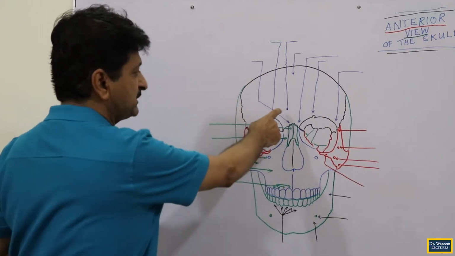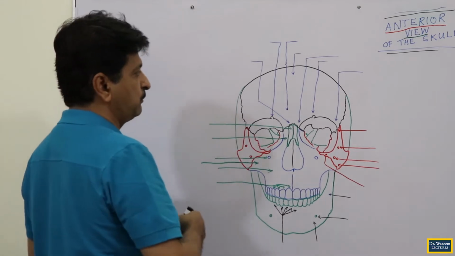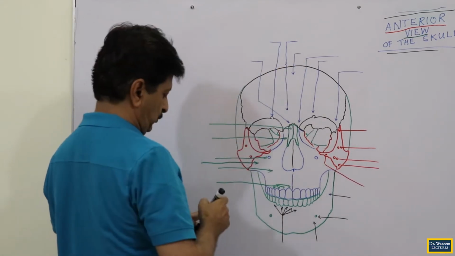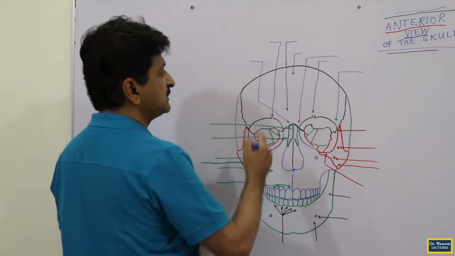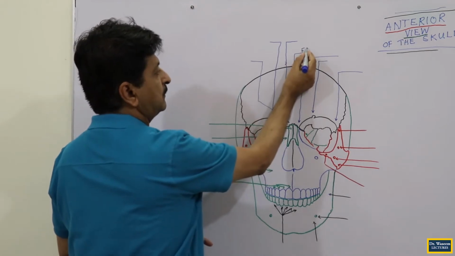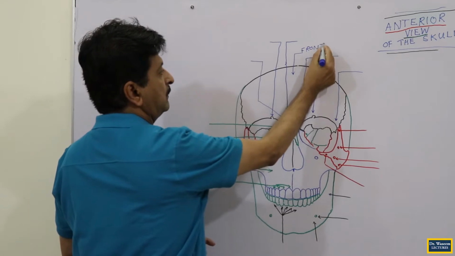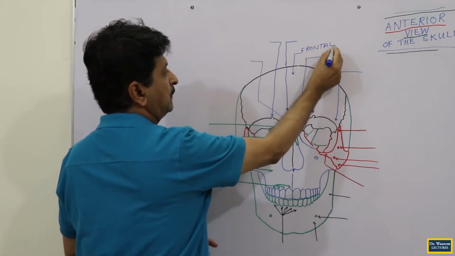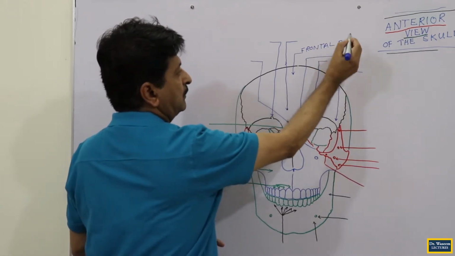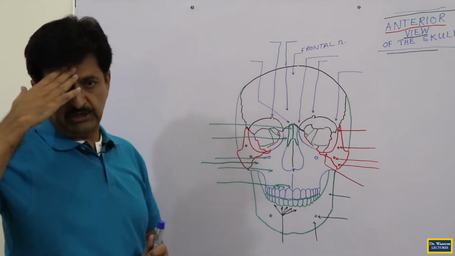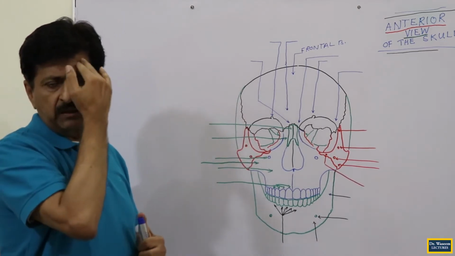Watch this. This bone is called the frontal bone. We have told you that this is the frontal bone. So watch this frontal bone. Number 1, this is the frontal bone that you are watching, and feel this bone.